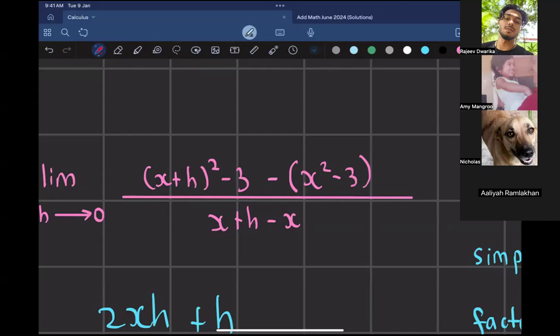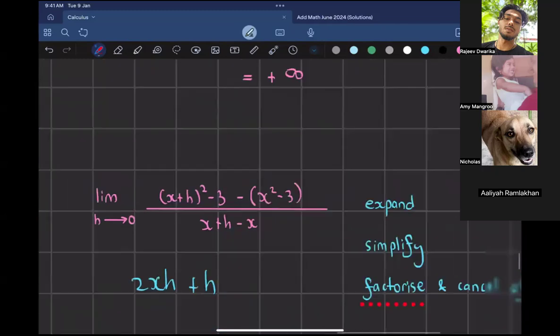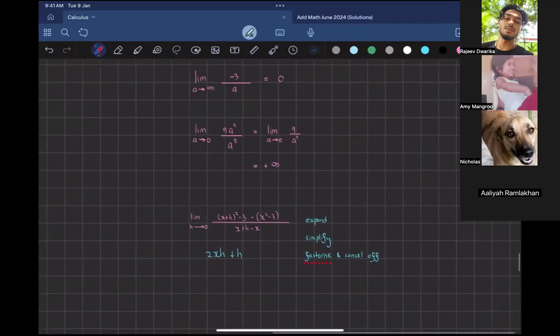And now factorize. Okay, so I remain with 2x plus h. Right, and you find the limit as h approaches 0. So think of h as 0. We're going to remain with, it could just be 2x. Nice. Okay. Awesome.